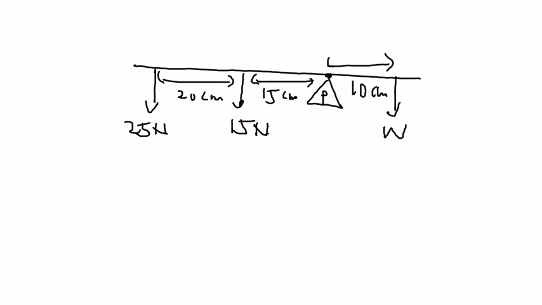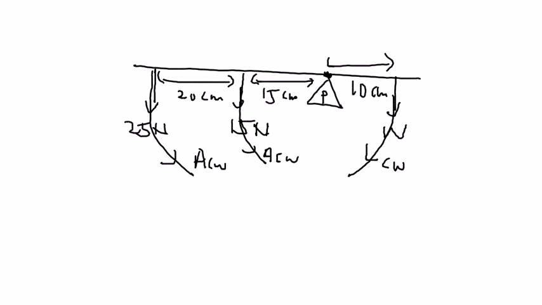First, you have to identify which one is your clockwise and which one is your anti-clockwise. By looking at P, your pivot point, as the center of the clock, it's quite obvious W is your clockwise moment. And then your 15 Newton and also the 25 Newton will produce anti-clockwise moment. So you have 2 anti-clockwise moments balanced by 1 clockwise moment.